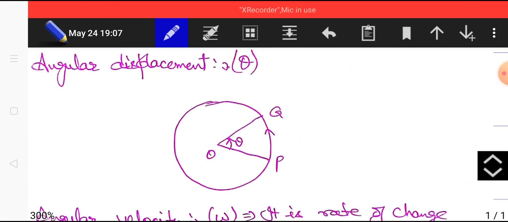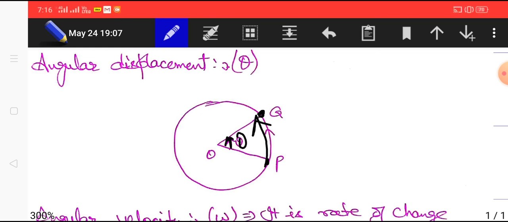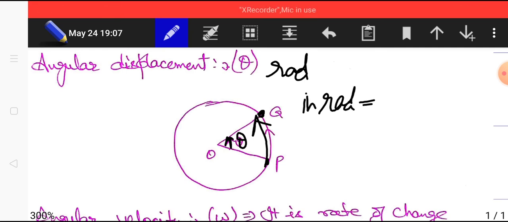The next is angular displacement. Angular displacement is the angle covered by an object when it is moving in a circular motion. Suppose an object started from P and reached Q. Doing so, it has covered theta angle. Then angular displacement is represented by theta, and it is generally represented in radian. Radian is the standard SI unit of angle, and angle in radian is equal to arc divided by radius of circle.